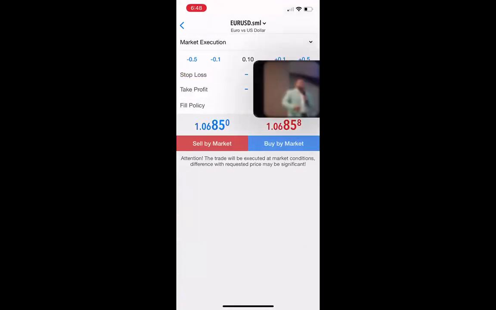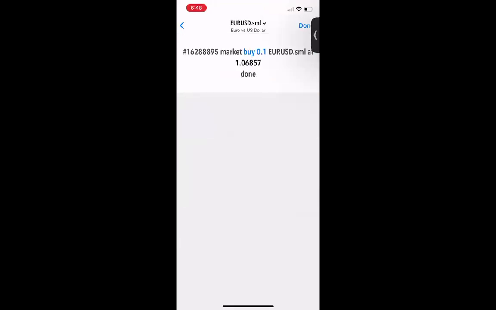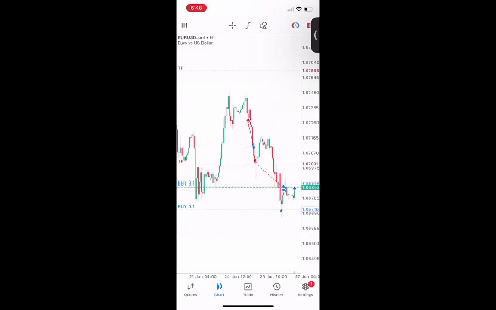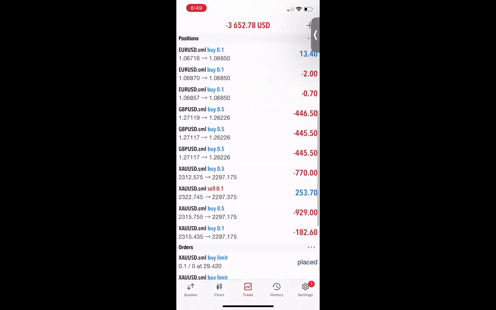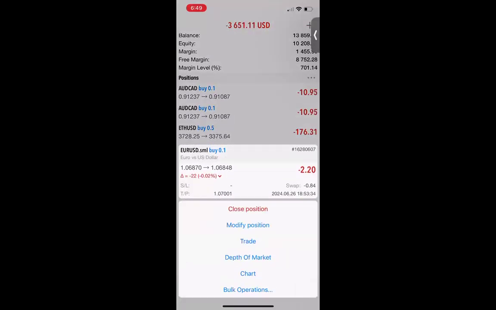I'm going to risk 10 cents per pip. I'm just going to take it because I want to take the trade right now. Boom. Enter the trade. Okay. As you see, my trade is right there. All right. So I just took my trade right now. My trade is right here.